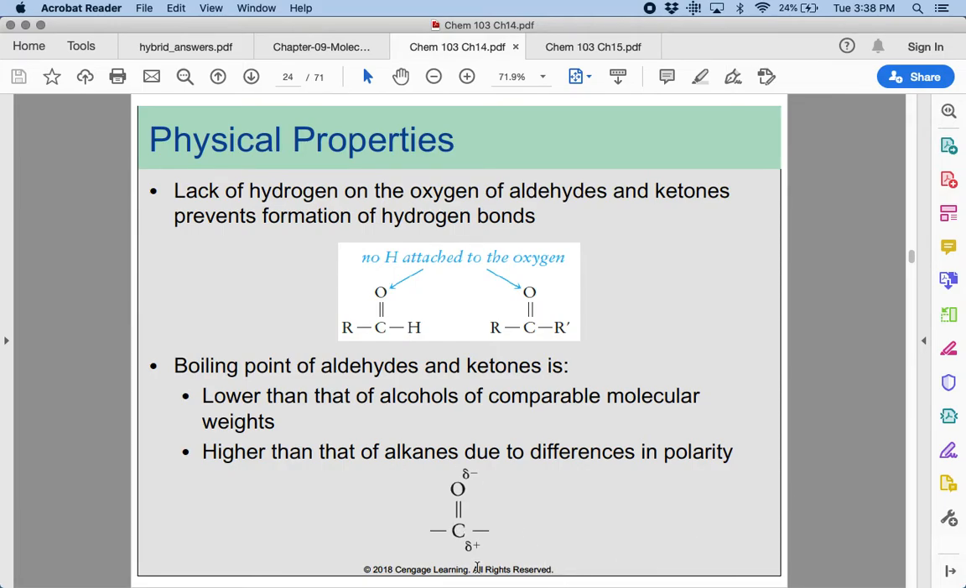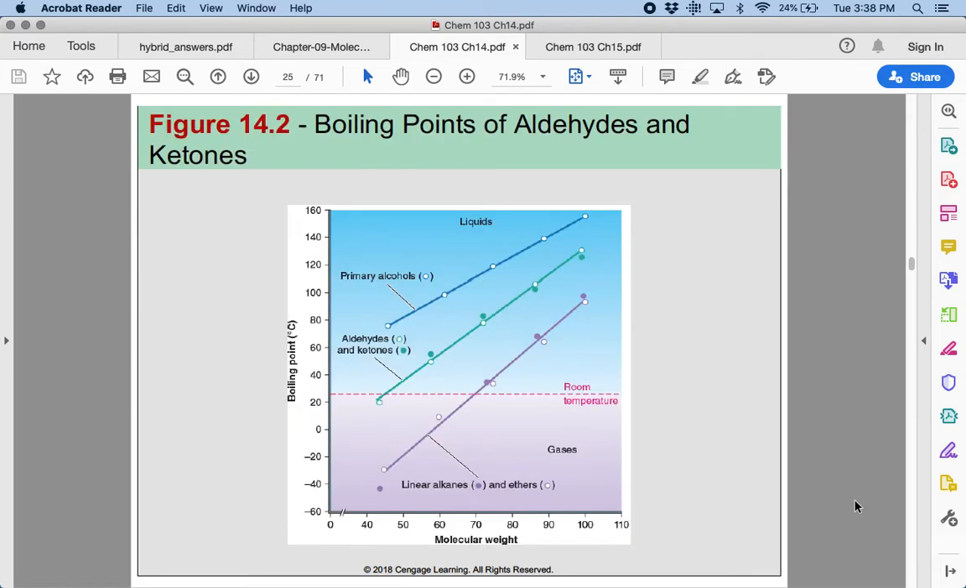But they're still polar, so they're going to have dipole-dipole interactions, which will give them higher boiling points than alkanes because of that polarity to them. So here's our general chart that we keep growing in terms of all the different functional groups and their boiling points and such.